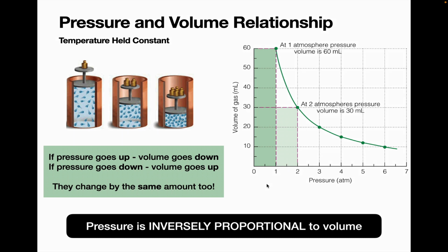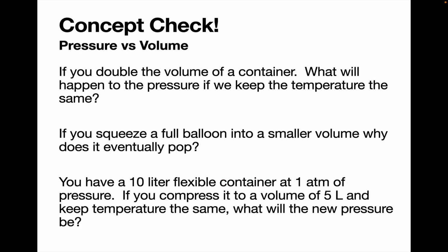Now, they change by the same amount too. So if pressure were to double, notice how we go from 1 to 2, we doubled it. Our volume goes down from 60 to 30, so it got cut in half. So they're inverses of each other and they're proportional to each other. Okay? So if we double the volume of a container, what will happen to the pressure? Well, doubling the volume, the pressure will be cut in half.